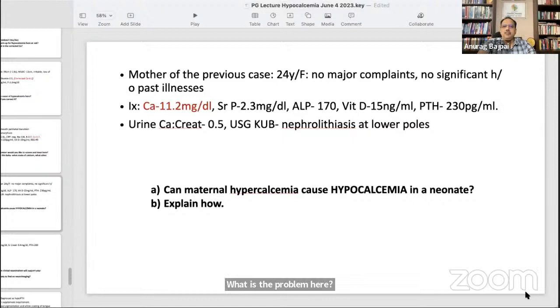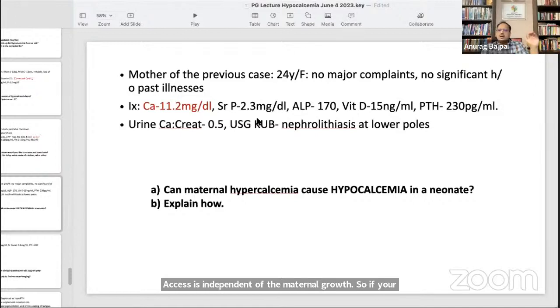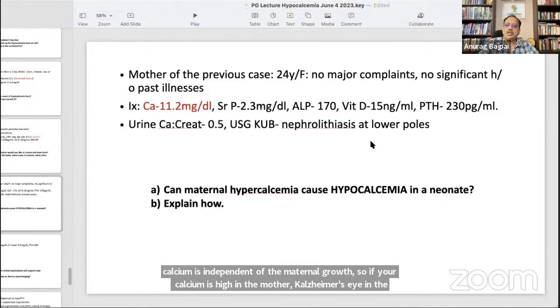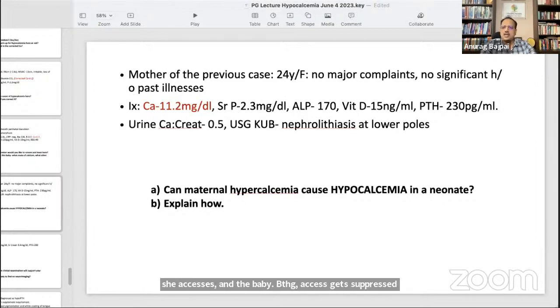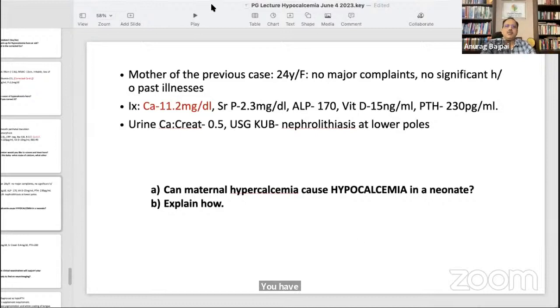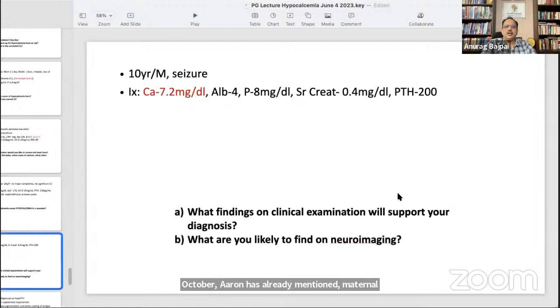So this is a rebound. Like an infant of a diabetic mother, the mother is diabetic, the child becomes hypoglycemic. Here the mother is hypercalcemic, the child becomes hypocalcemic because the PTH axis is independent of the maternal one. So if your calcium is high in the mother, calcium is high in the baby, and the PTH axis gets suppressed. After birth, you have hypocalcemia. So as discussed earlier, and Dr. Anand has already mentioned, maternal hypercalcemia is the cause of hypocalcemia in this scenario. So we'll move forward to the next scenario.